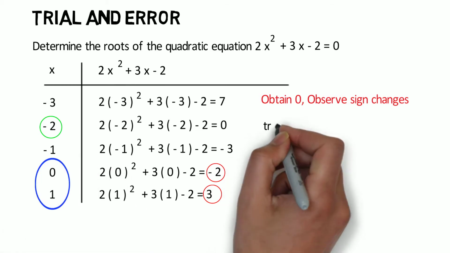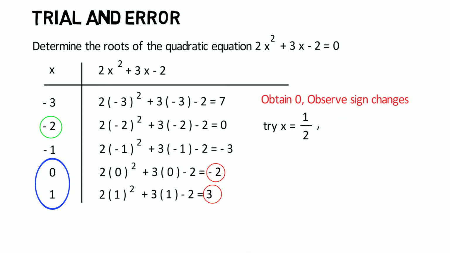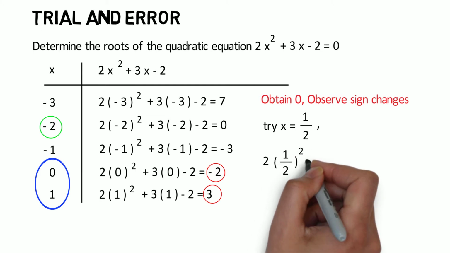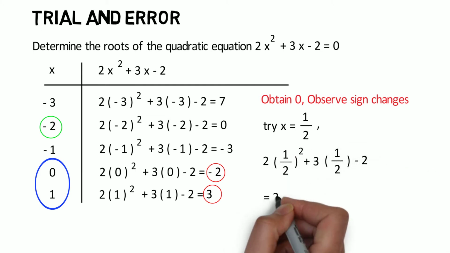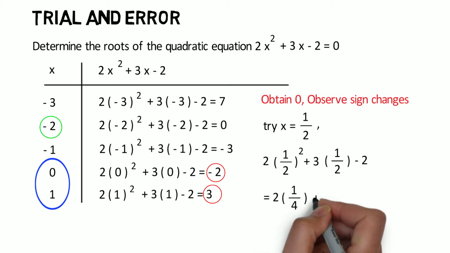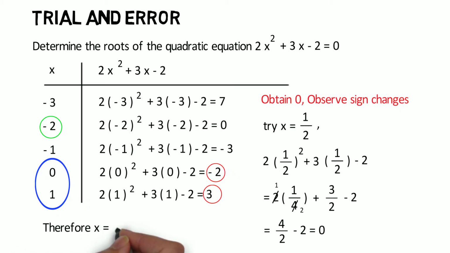So let's take a rough guess and try x equals half. So our output will be 2 times half squared plus 3 times half minus 2, which gives us 2 times 1 over 4 plus 3 over 2 minus 2. So we can cancel 2 and 4. So we get 4 over 2 minus 2, which is 0. So that means our roots are -2 and half.